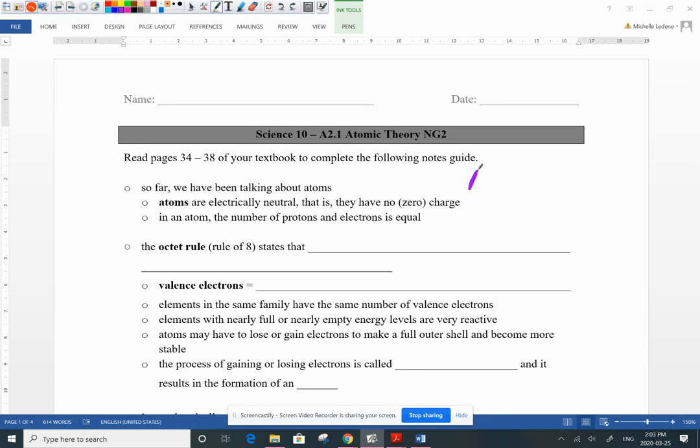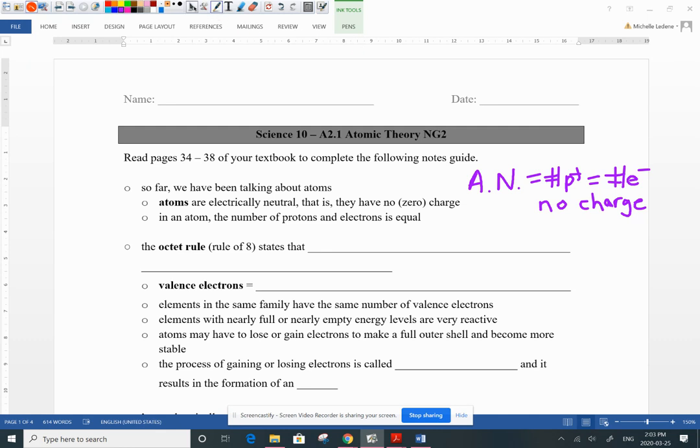And remember, we find the atomic number as the number of protons. That's positive particles in the nucleus. That's equal to the number of electrons. So these atoms have no charge, right? They're neutral. The positives and the negatives equal one another. So today I want to start talking about ions.